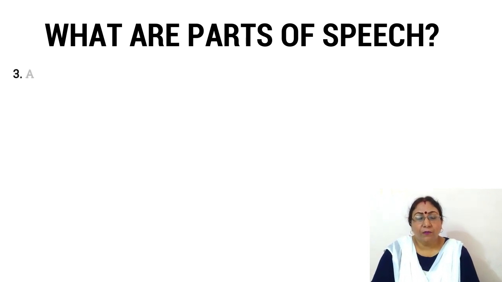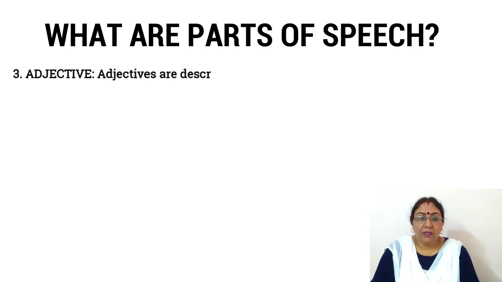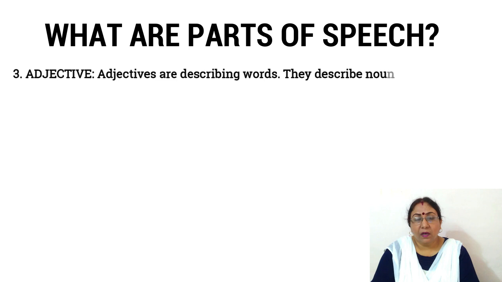So the next part of speech is the adjective. Now what is an adjective? An adjective is a describing word. What does an adjective describe? It describes a noun or a pronoun. Adjectives describe nouns and pronouns and qualify them.